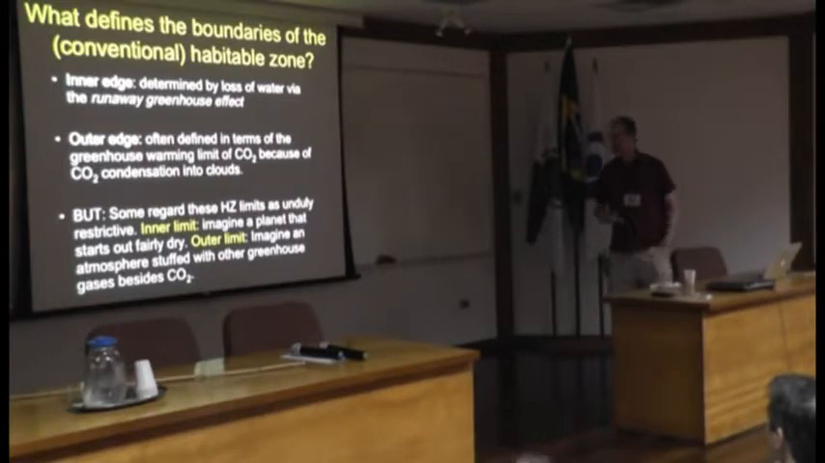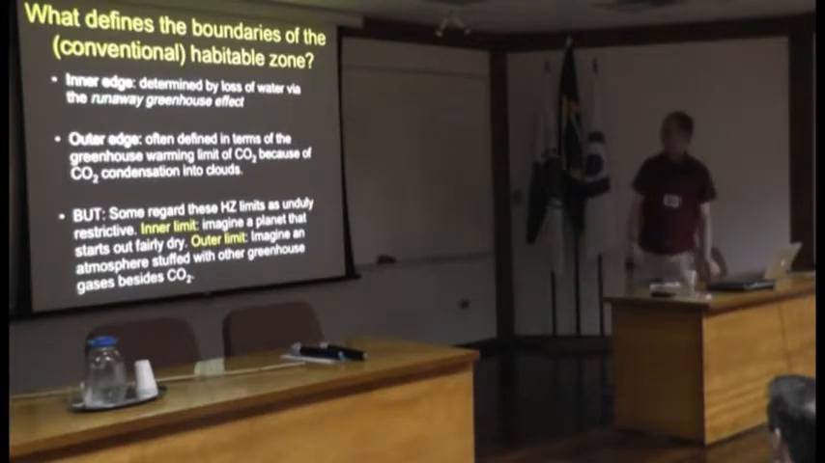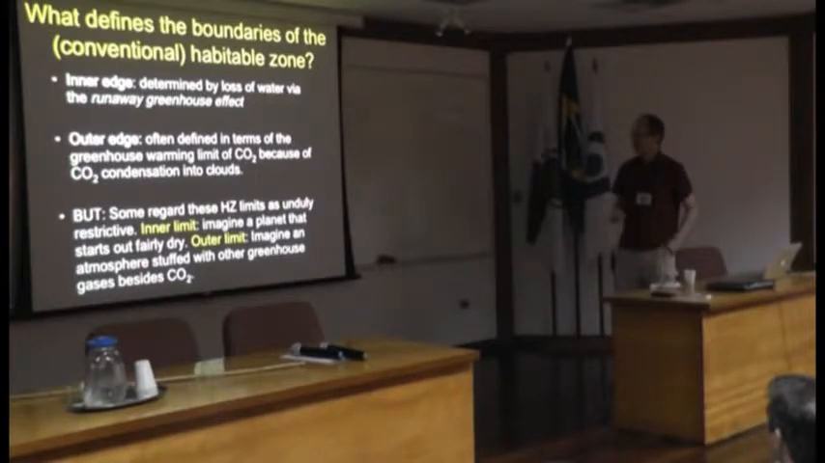What defines the outer edge is built on some assumptions. So if we assume that it's a liquid water planet and that it also has carbon dioxide, then there's a problem, which is if you go too far from the star, the atmosphere becomes so cold that the carbon dioxide begins to condense into clouds in the atmosphere, and it's no longer an effective greenhouse gas once it forms a condensate, and actually if the particles start falling to the surface, then you lose the greenhouse warming. And so this is how people define the outer edge.